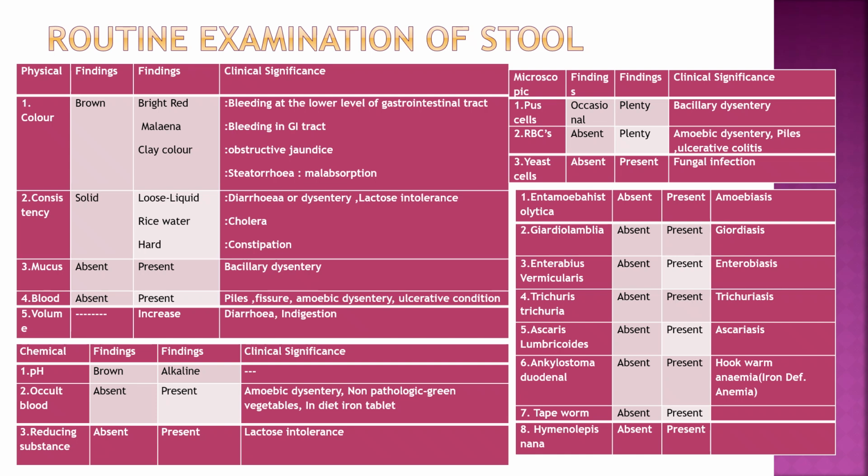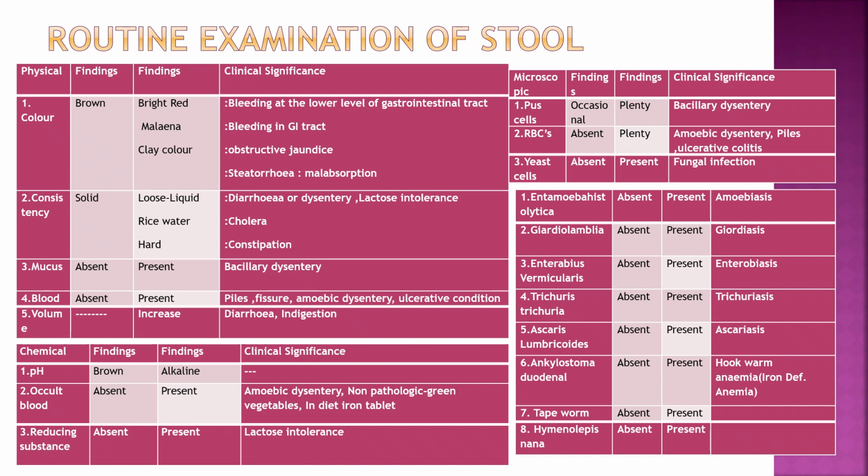In examination of stools, there are physical, chemical, and microscopic examination. So in physical, color, consistency, mucus, blood, volume is there. Chemical examination, pH, occult blood, and reducing substance is there. Microscopic examination, cells like pus cells, RBCs, yeast cells, and parasites like Entamoeba histolytica, Giardia, Enterobius, Trichuris, Ascaris, Ankylostoma, that is hookworm, tapeworm, Hymenolepis.